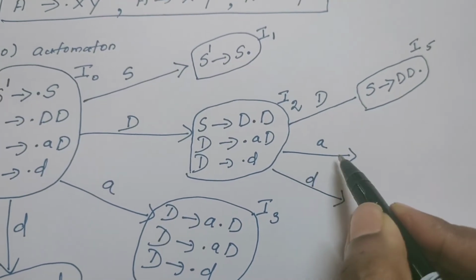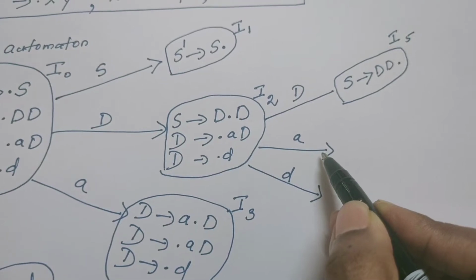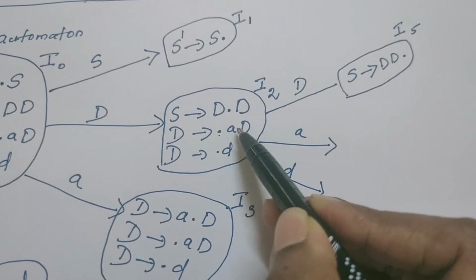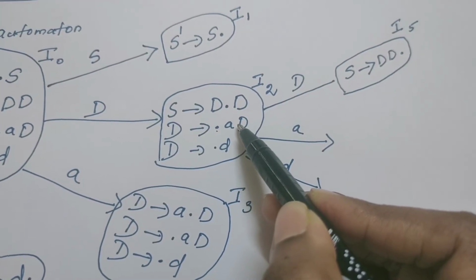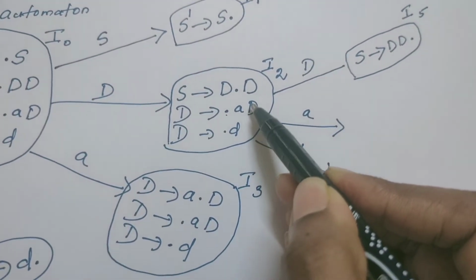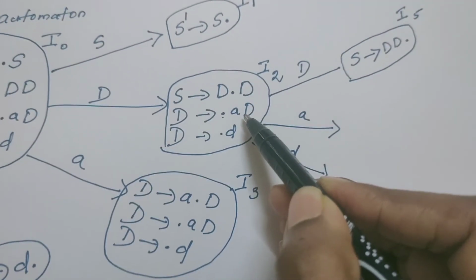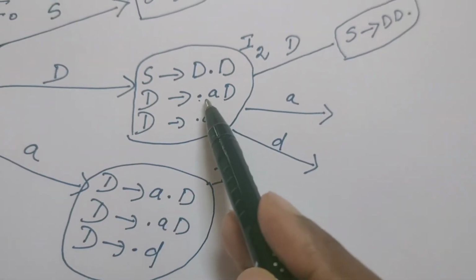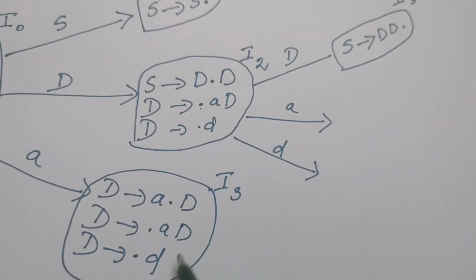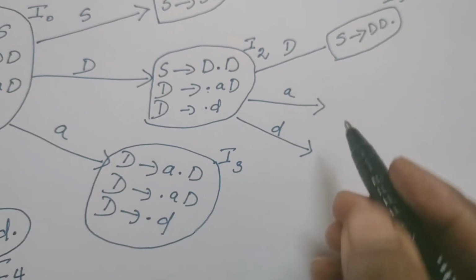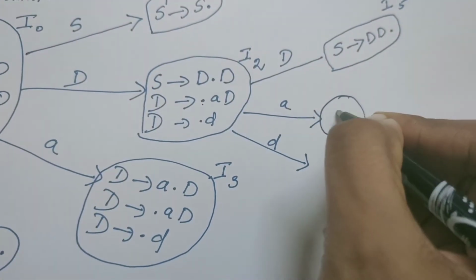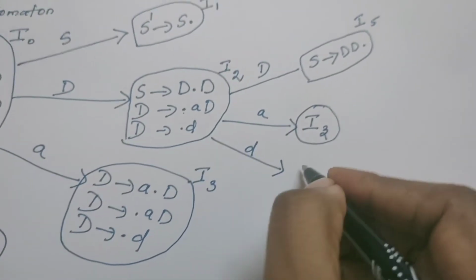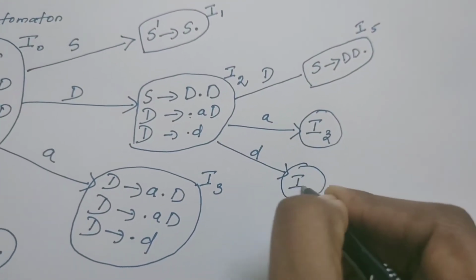Right. On reading A, what change will happen? On reading A, this dot will be shifted after A. So we will be obtaining the rule D derives A dot D. Since the dot is shifted before D, we need to include the rules for D. So we will be getting the same state, isn't it? On reading A, we will be getting the same production rules what is available in I3. So directly I will write it here as I3. Similarly, on reading D, it will enter into the state I4.